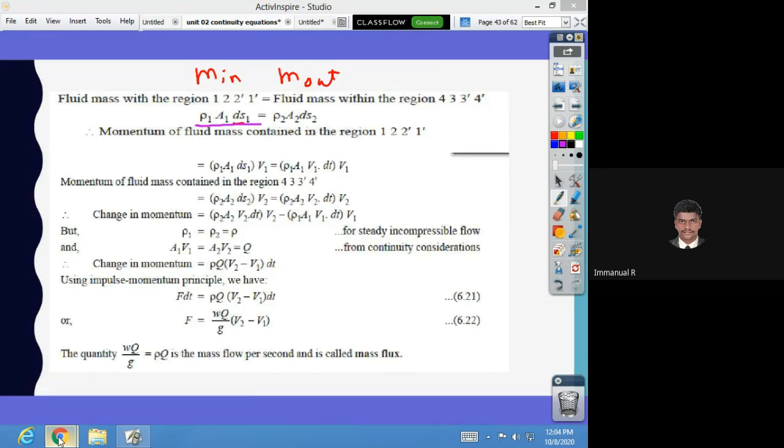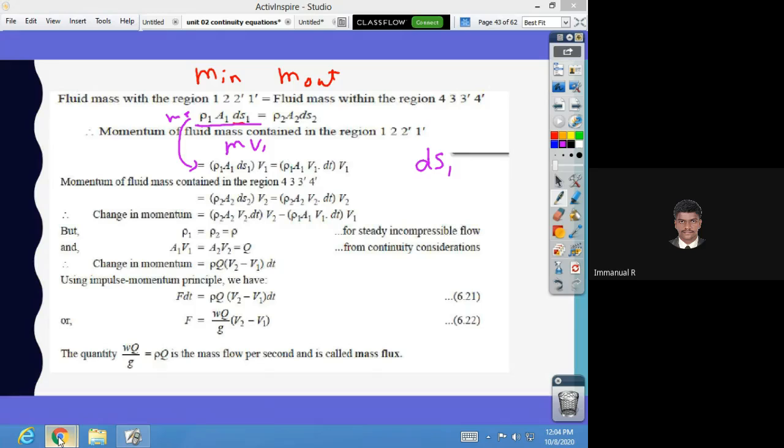So what is the formula for momentum? That is mass into velocity. So here mass will be rho 1 A1 ds1, I will take that here, and then into v1. Okay, so this is the v1. Next, for the ds1, I will find out another representation.